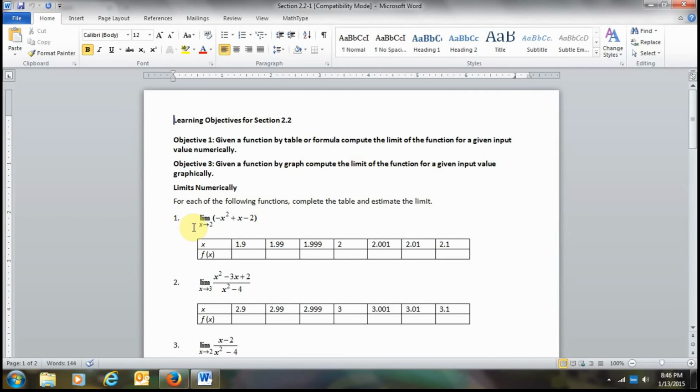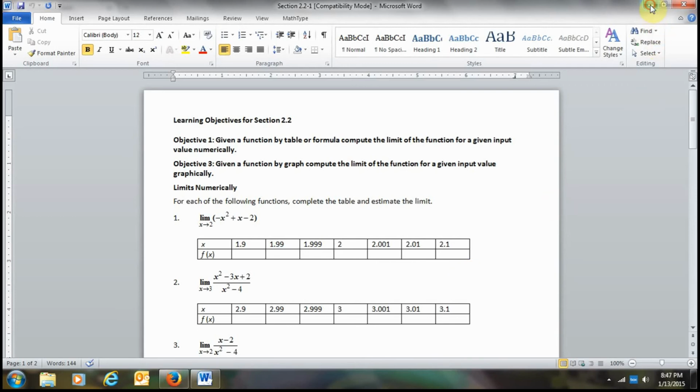So we've got the limit as x approaches 2 of negative x squared plus x minus 2. And I want you to go in your calculator and put in the 1.9, 1.99, 1.999, all the way through the values of this table into this function and get the y values for each one and write it in the table. You can type it in, but the best thing probably is to write it in. That's what I did.